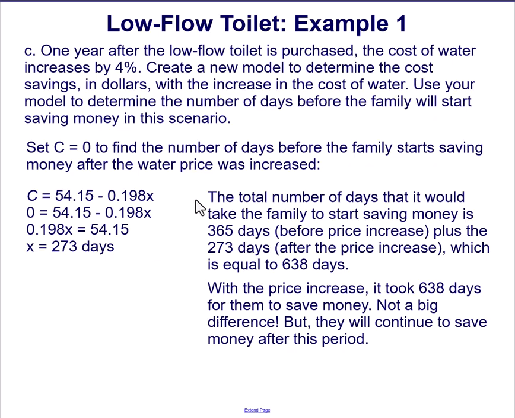days. So the total number of days that it would take the family to start saving money is 365 days before the price increase, plus another 273 days after the price increase, which is equal to a total of 638 days. So with the price increase, it took 638 days for them to save money. Not a big difference, but they will continue to save money after this period.